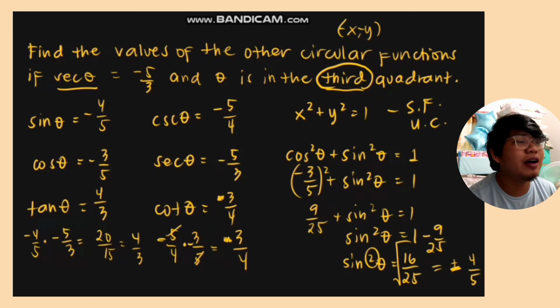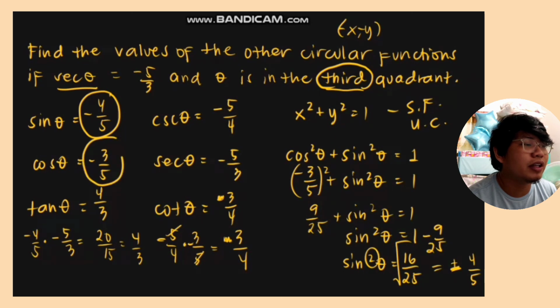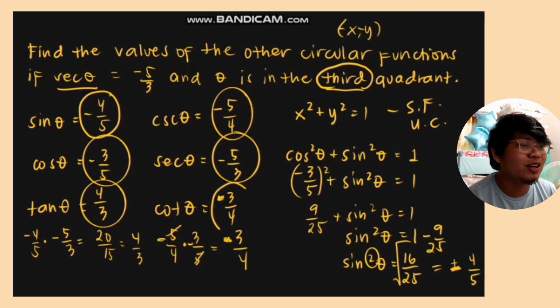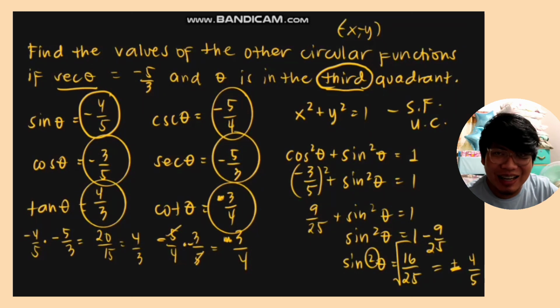Okay, so now we found the 6 values. We have negative 4 over 5, and for the tangent, cosecant, secant, and cotangent. Ayan, nagpatugtog na yung nasa labas, di ba? So that is all for this video.